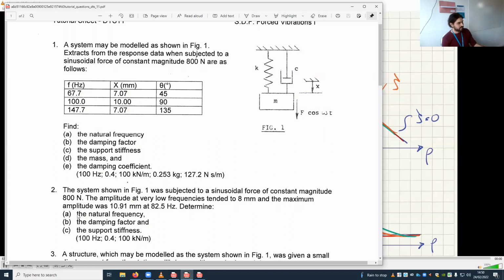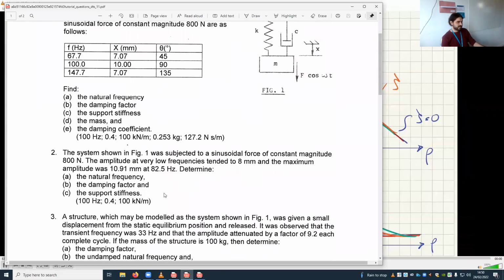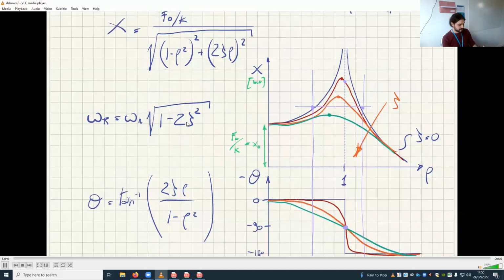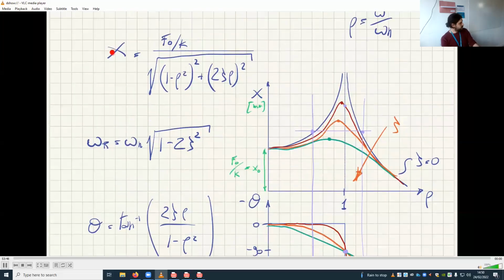Determine the natural frequency, damping factor, and support stiffness. I mean, you can do this, guys. It's very easy. You just look at this, and you find the largest x happens when rho is equal to omega r over omega n, which is this number here, because omega n goes away. So you can just find rho is this number here. So at that rho, if you put this inside here, you'll find the largest x, and you can also find at which rho it happens.